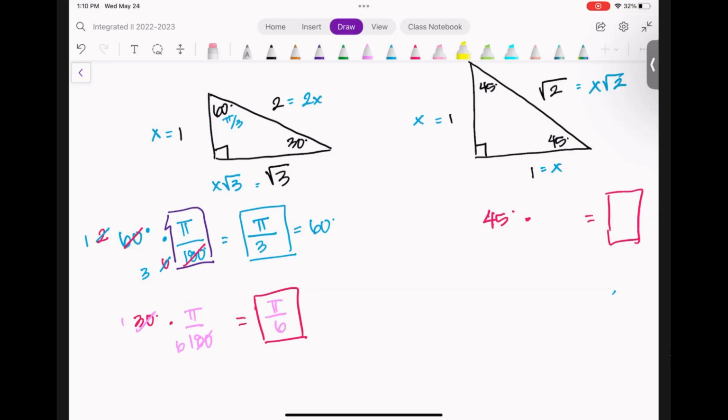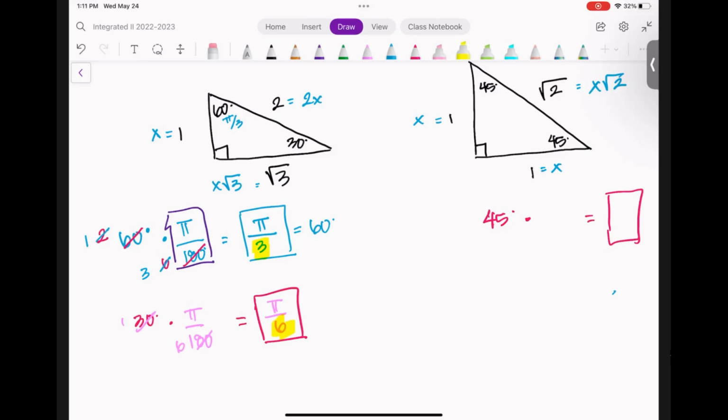So these denominators to me are so important. Whenever I see a 3, a 6, or whatever you get for the 45, I instantly know I'm in my 30, 60, 90 or my 45, 45, 90. So keep that in mind, okay?